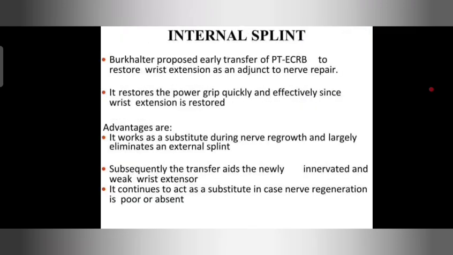Internal splint, which is used as Boyes proposed, early transfer of the PT tendon to the extensor carpi radialis brevis, and it restores power grip quickly and effectively since wrist extension is restored.